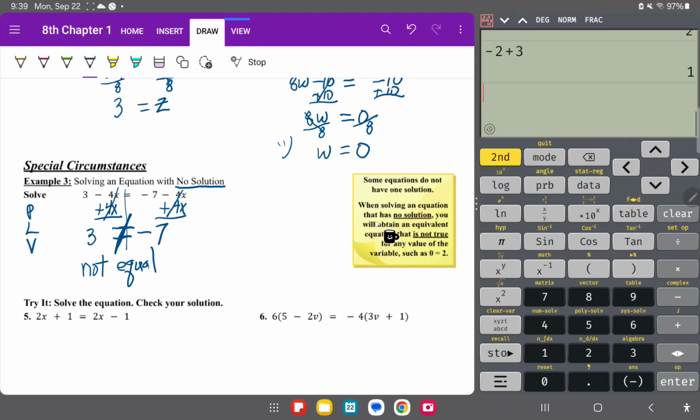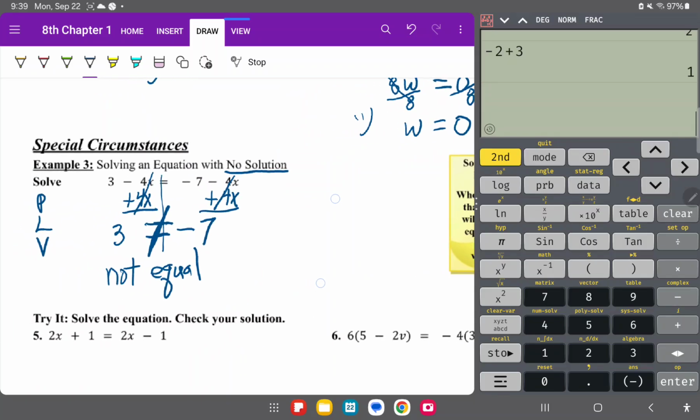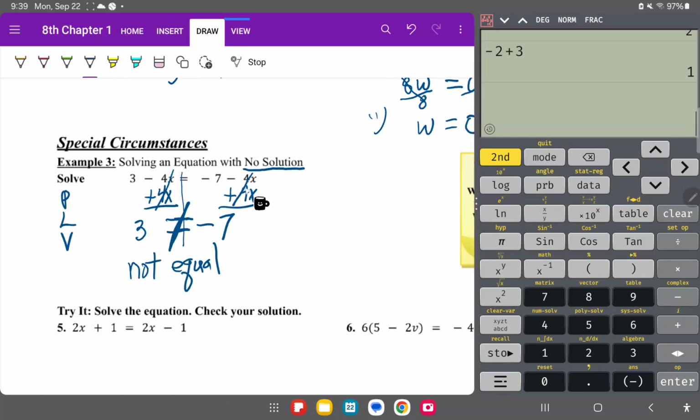No solution. When having an equation that has no solution, you will obtain an equivalent equation that is not true for any such value. But this is the deal. Whenever you've done everything right, and you have this side not equal to that side, you have these constants that are left. A constant not equal, 3 does not equal negative 7. So that's not equal. So when you have that situation, that means there's actually no solution to this problem.